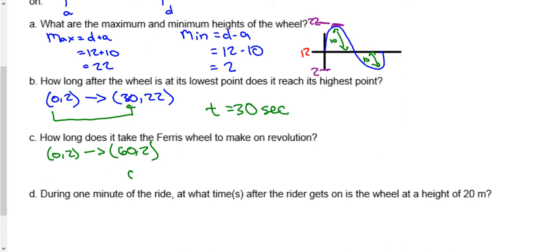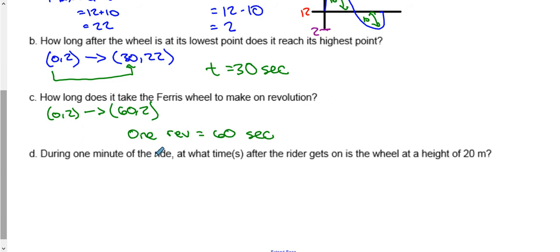So I'm going to write down one revolution equals 60 seconds to answer this particular question. And again, that 60 seconds is your period. Your period is every 60 seconds, it's going to repeat itself. During 1 minute of the ride, aka 60 seconds, at what time after the rider gets on is the wheel at its height of 20?